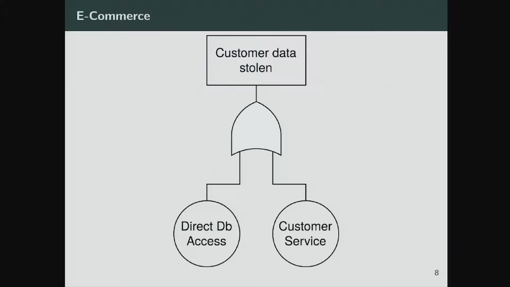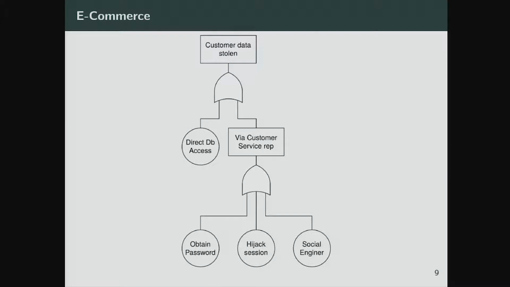So what we've said is there's a couple of ways that this could potentially happen in our system. One is if an attacker was able to directly log into our database server and just download the information. Another might be if they rang up customer services and said, "Hey, I've forgotten my password. Can you log me in, sort it out," and try and get in through the customer service portal. That obviously is combined by an OR gate at the top.